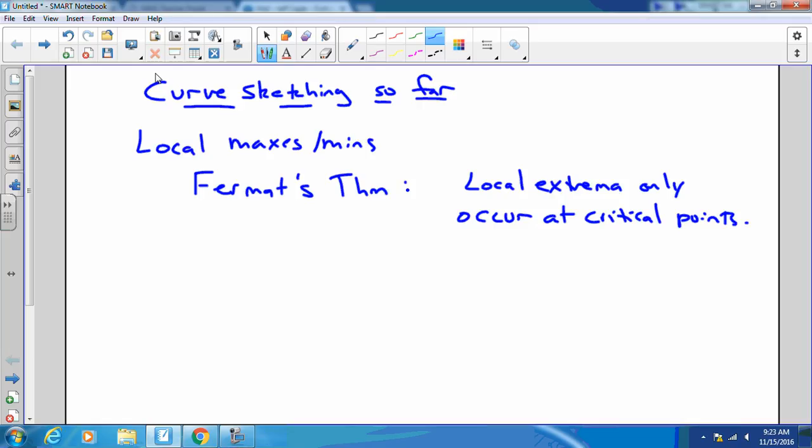And Justin, what kinds of critical points do we have? Actually, that's a little different question here. I'm asking what types of critical points do we have? One is f prime equals 0, or f prime does not exist.